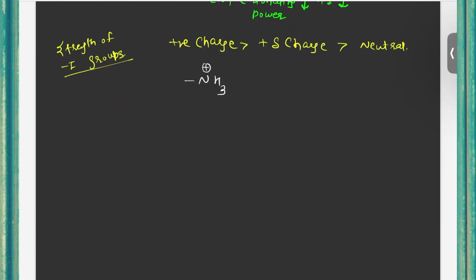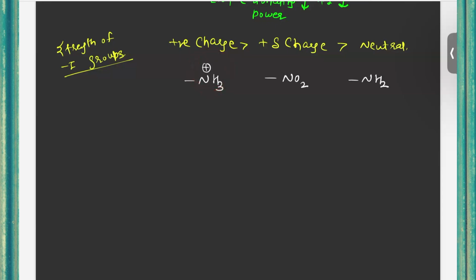So from here we can tell like this: NH3 plus, NO2, and then NH2.